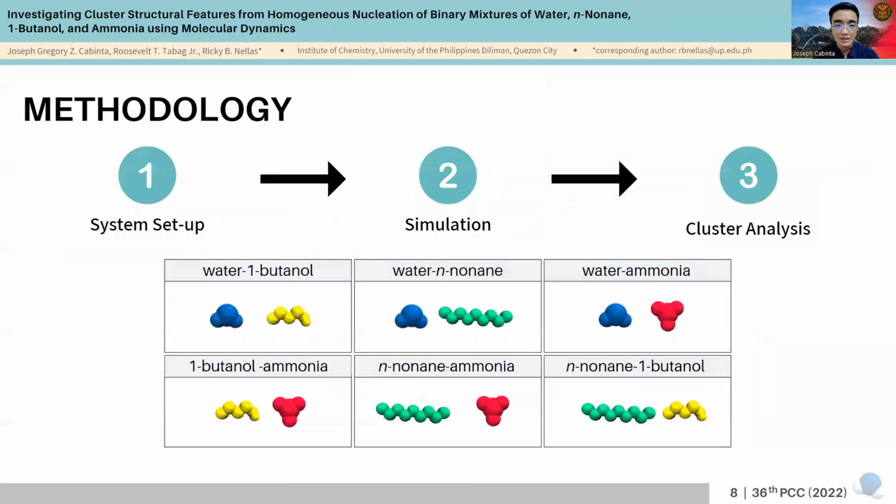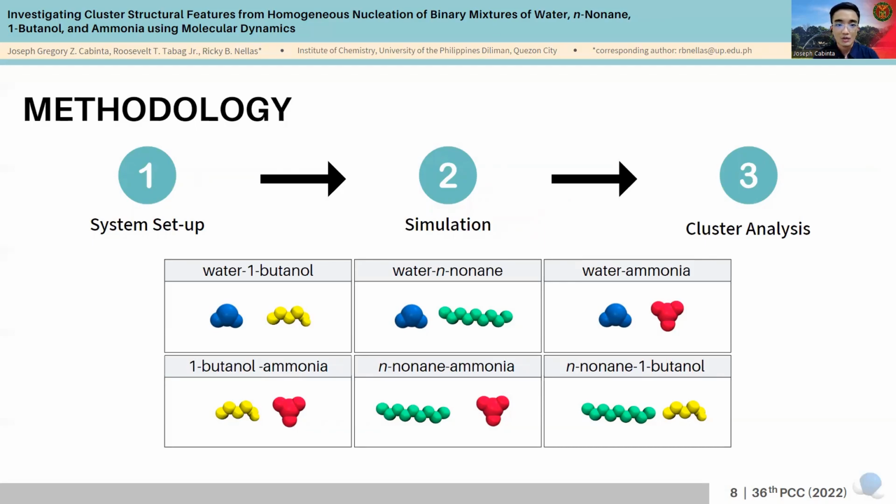In the MD simulation, each system was equilibrated at 700 Kelvin and quenched to 230 Kelvin to initiate nucleation. An additional 5 and 15 nanoseconds of production run were completed for ammonia-containing and non-ammonia mixtures, respectively.